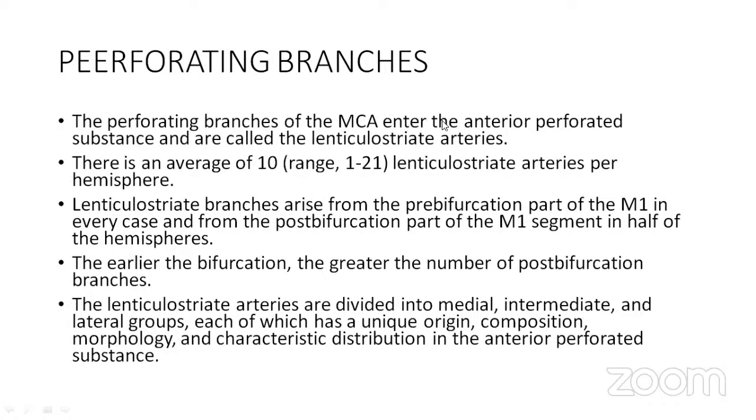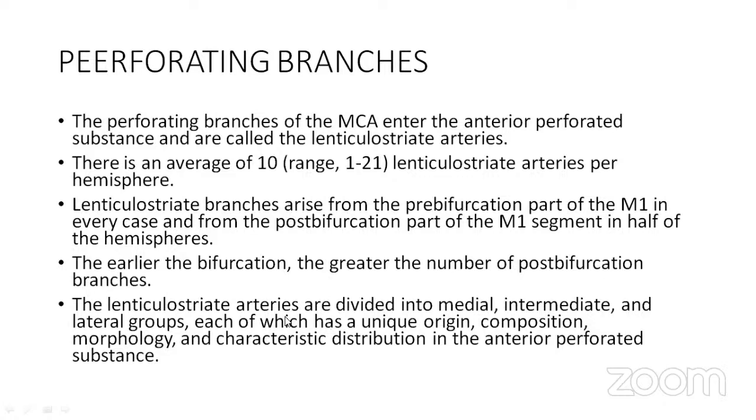The perforating branches of the MCA enter the anterior perforated substance, and they are called the lenticulostriate arteries that we studied. There is an average of 10, and their range may be around 1 to 21 lenticulostriate arteries per hemisphere, which arise from the pre-bifurcation part of the M1 in every case and from post-bifurcation in half of the hemispheres. Mostly, and even in the pictorial representations that we saw, they were arising from the pre-bifurcation segment, that is the M1 segment. The earlier the bifurcation, the greater would be the number of post-bifurcation branches.